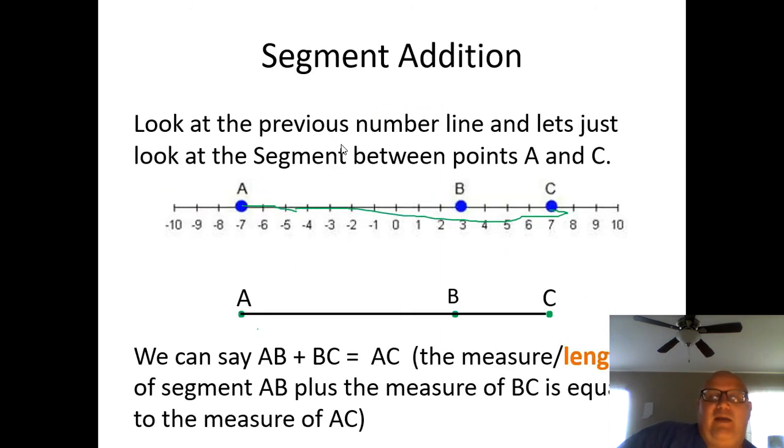All right, so from A to C is the full length. I had a previous drawing on there earlier, but if you look, the measure of AB added to the measure of BC is logically going to equal the measure of AC. You can look on the number line: from A to B you get a certain amount, and then from B to C you have a certain amount, and when you add them both together, you get the full length. So that's called the segment addition.